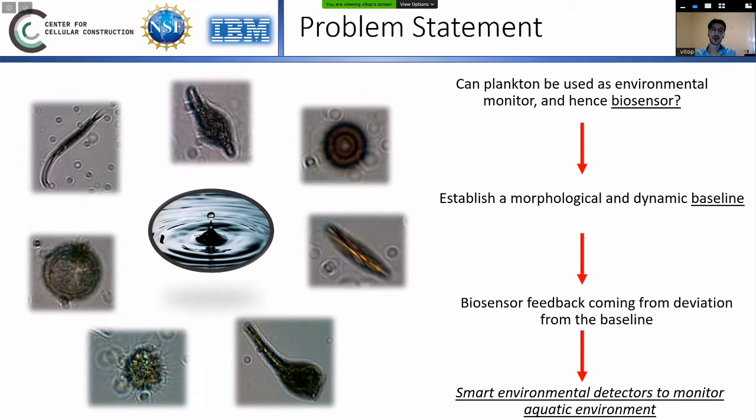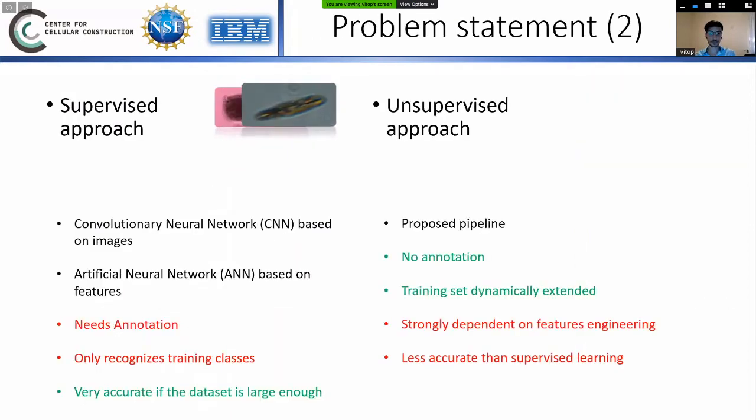And if this is possible, how would we actually implement such a biosensor? The idea is to establish a morphological and dynamic baseline. So we want to look at the plankton microorganism shape, at the way it swims in the water when it's healthy. And ideally, the biosensor feedback comes from significant deviation from such a baseline, which should be indicative of perturbation, so that in the end, you can build smart environmental detectors to monitor the aquatic environment.